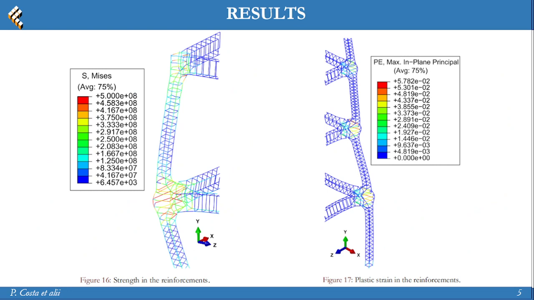Figure 16 shows that the tension of the steel reinforcements from the connection of the last column floor to the structure reach the yield strength values of the steel. The plastic strain in corner reinforcements can be observed in Figure 17 due to the beam-column connection.